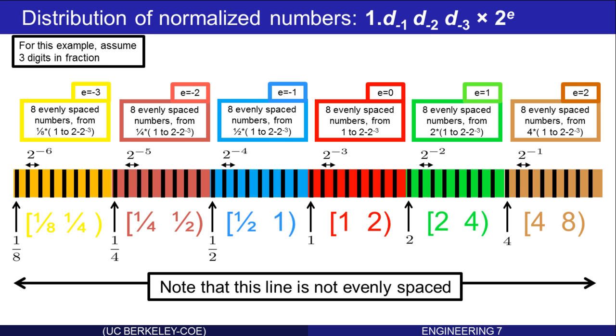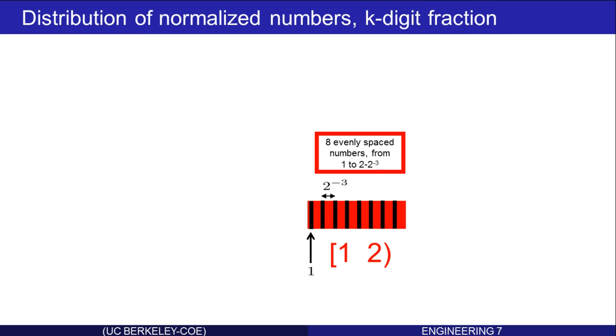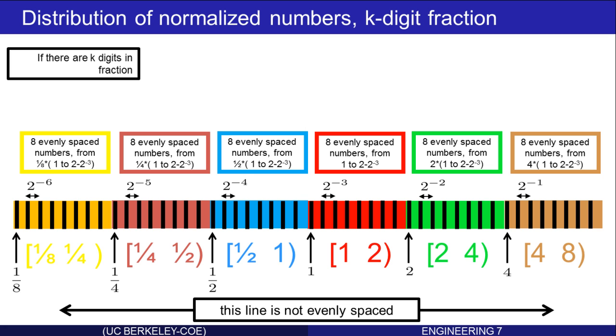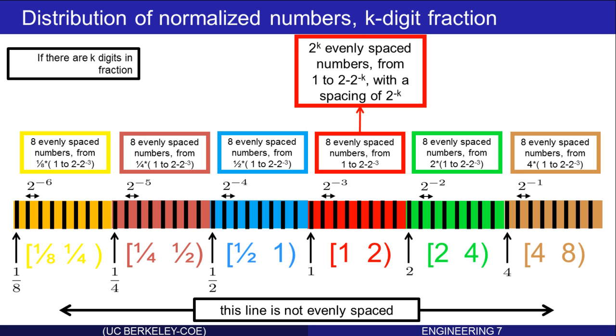This goes on indefinitely. It's just limited by the range of values that e can take on. The number of bits used to represent e, which dictates e's range, dictates the range of numbers that can be represented. What about the precision? In this example, there were 3 digits in the fraction. Let's look and see how this changes if there are k digits in the fraction. Remember, with 3 digits, all the intervals have 8 evenly spaced numbers. If there are k digits in the fraction, then those switch to 2 to the k evenly spaced numbers, and the spacing in the interval 1 to 2 changes from 1/8 to 2 to the -k.